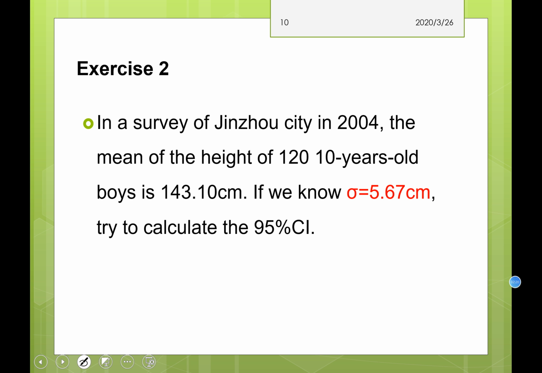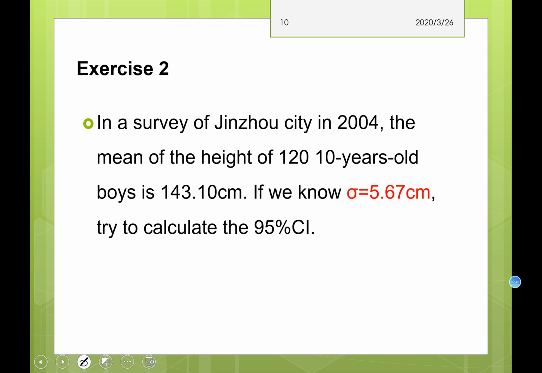Okay, next one, another exercise. And this time I won't give you the time to practice. I will show you my answer, and you just think about the procedure of the answer to this question in your mind. So let's read the question first.